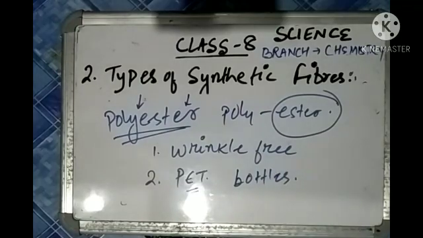PET's full form is polyethylene terephthalate. It is used for making bottles, and it is a very familiar form of polyester. Other than bottles, it is used for making utensils also, wares also.